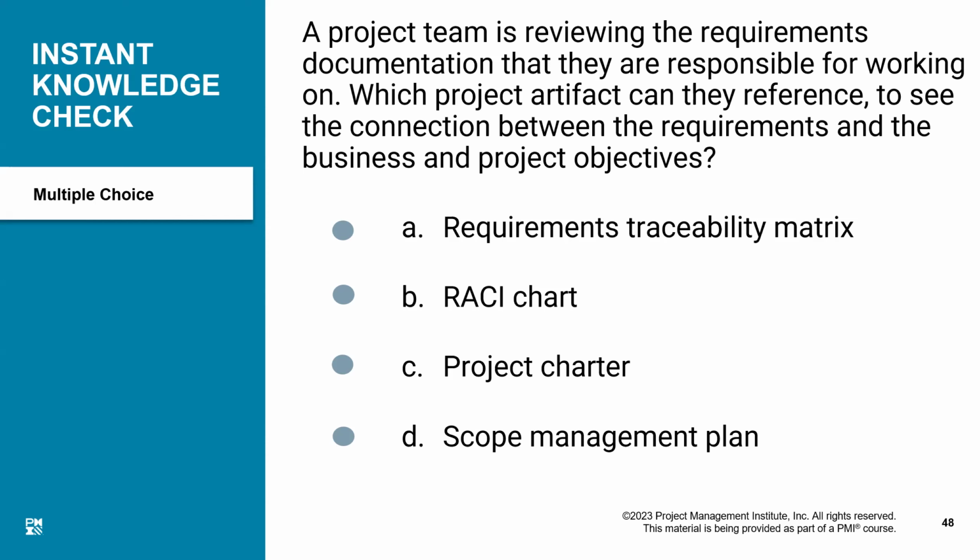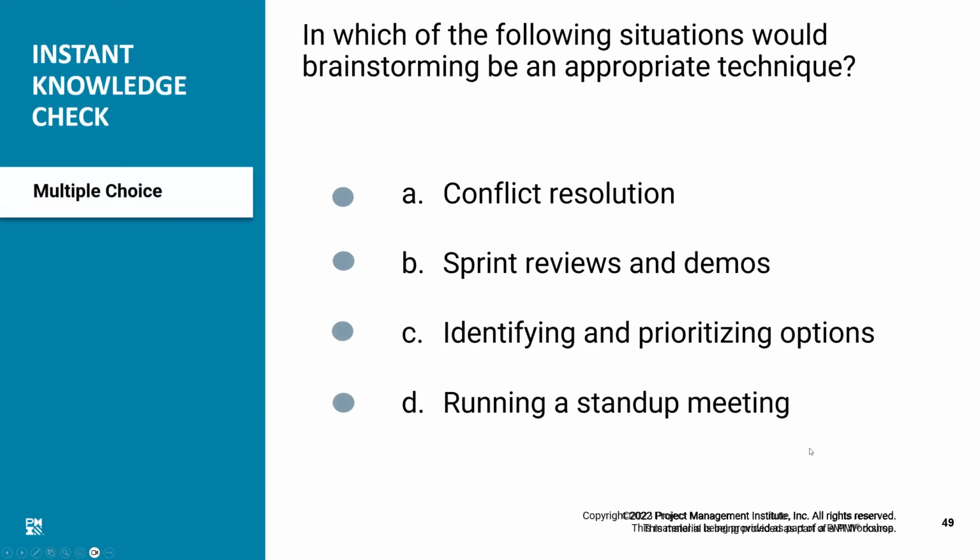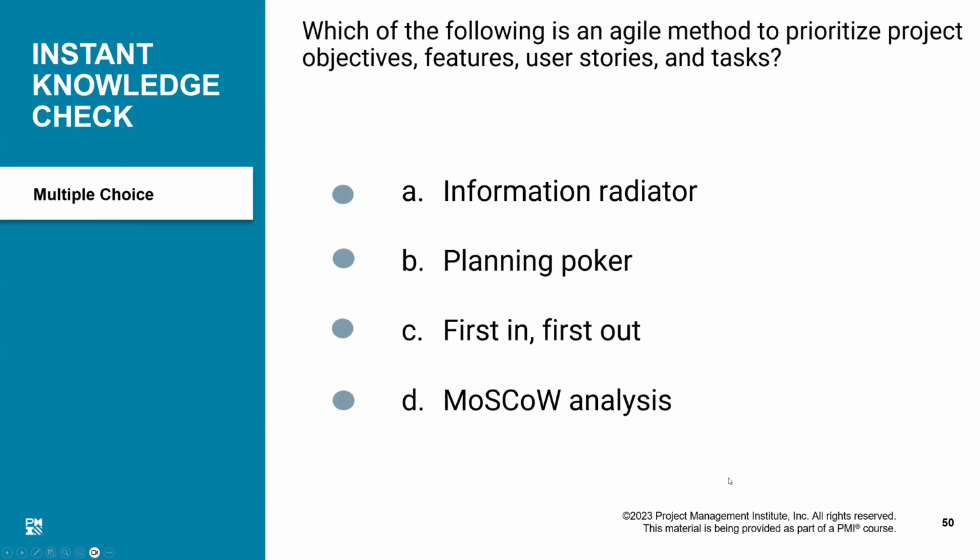Requirements, traceability metrics. Good. In which of the following situations would brainstorming be an appropriate technique? Brainstorming, thinking out of the box, right? Conflict resolution, sprint reviews and demos, identifying and prioritizing options, running a stand-up meeting, where you need to use brainstorming the most. Option C, I think. Identifying and prioritizing options, yes, of course, you're right.